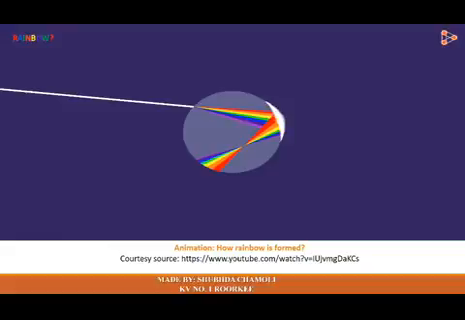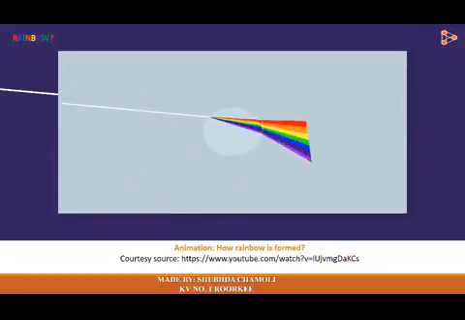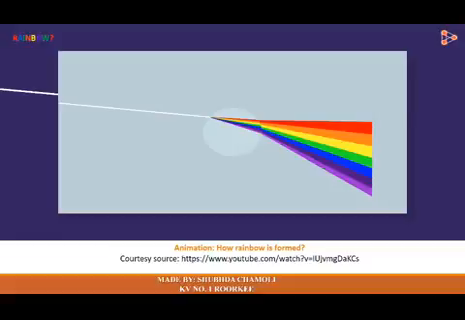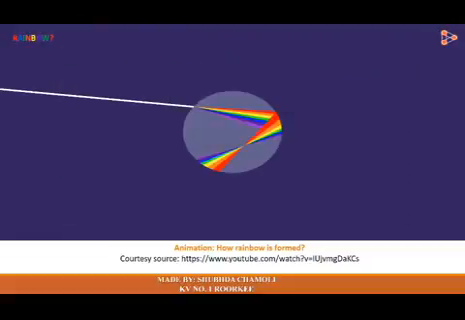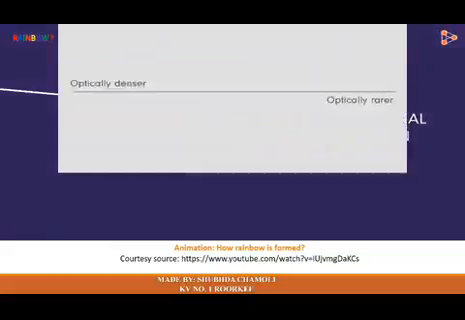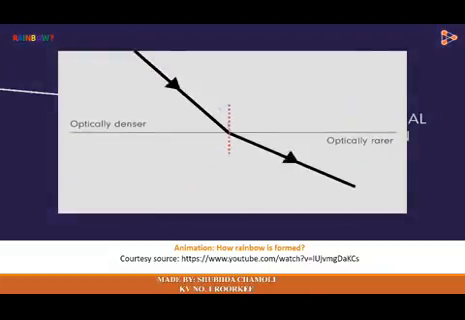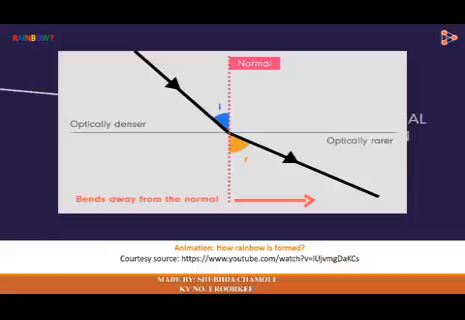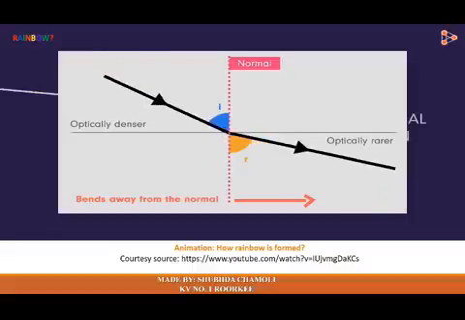Look at this point. Why is the light getting reflected in the same medium? Well, you must have assumed that it will pass through the air and not back through the water. This is happening because of an optical phenomenon known as total internal reflection. Let me quickly enlighten you about this. We know when the light travels from an optically denser to an optically rarer medium, it bends away from the normal. And greater the angle of incidence, greater will be the angle of refraction.